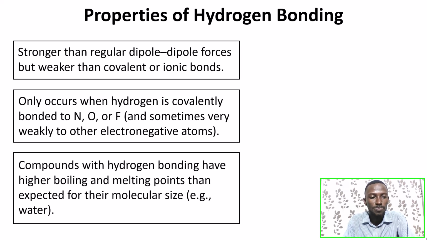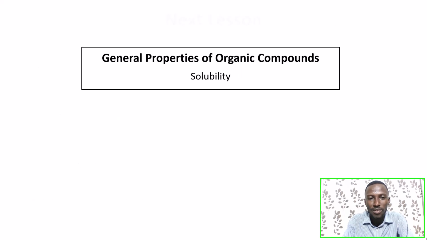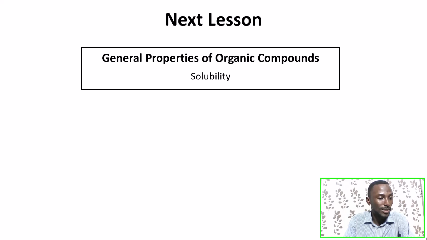Another property is that compounds with hydrogen bonding have higher boiling and melting points than expected for their molecular size. Good. Example, we have water. So water has hydrogen bonding. So I repeat, hydrogen bonding is a type of dipole-dipole force, or having dipole-dipole interaction, but it is much stronger than just the normal dipole-dipole force. That's why it deserves a whole category on its own. So this brings us to the end of the discussions we have on hydrogen bonding and also intermolecular forces.